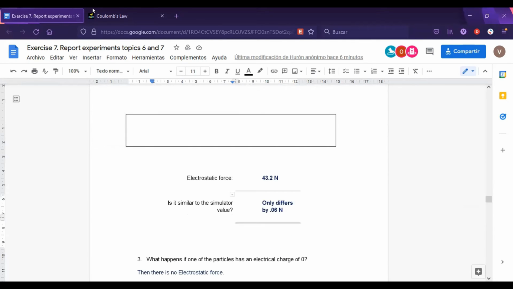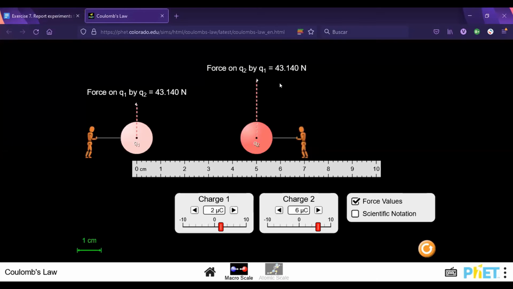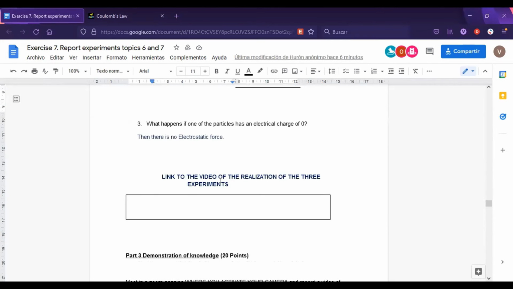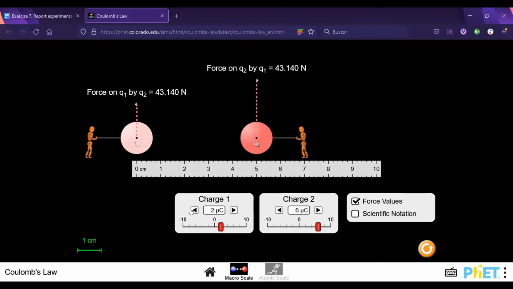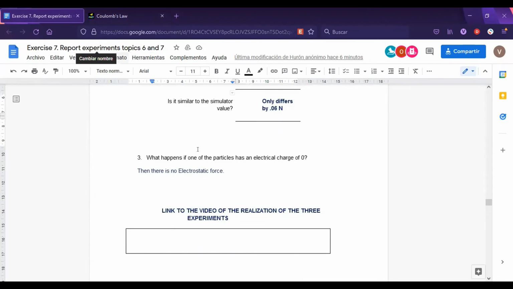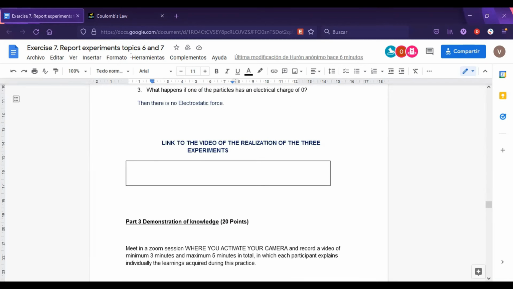Now, is it similar to the simulated value? Yes, they only differ by 0.06 newtons, but it's kind of the same. And what happens if one of the particles has an electric charge of 0? Well, then everything else gets cancelled. There's no electrostatic force, and it simply doesn't exist.